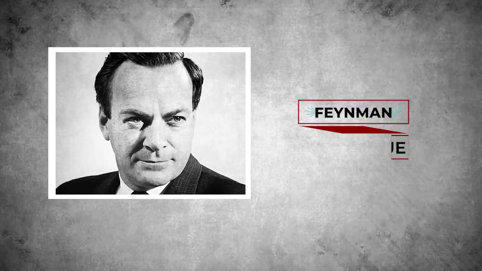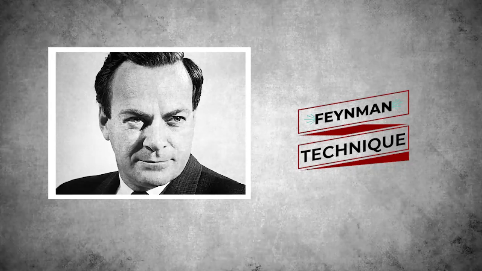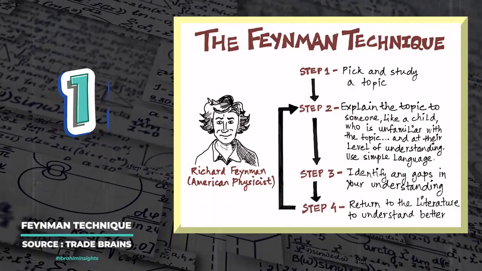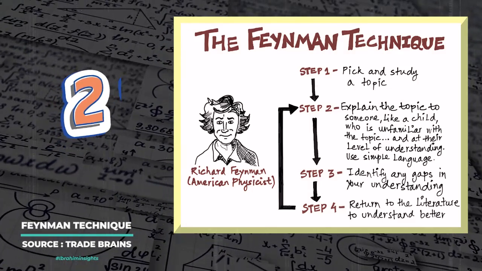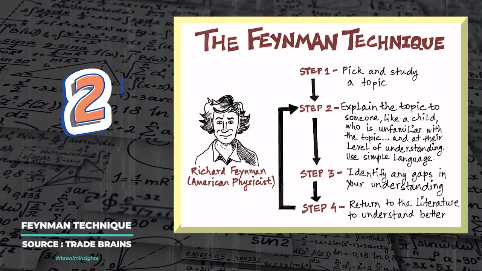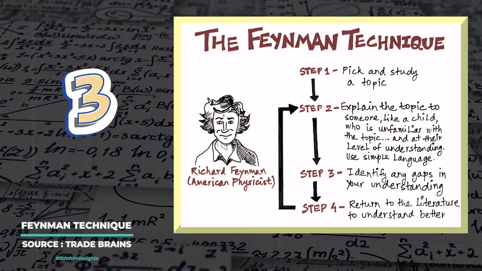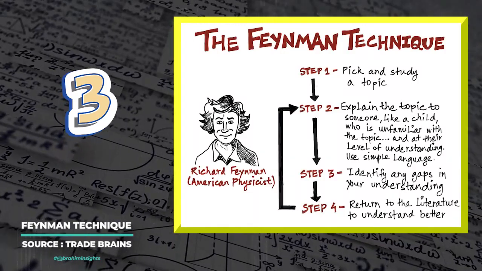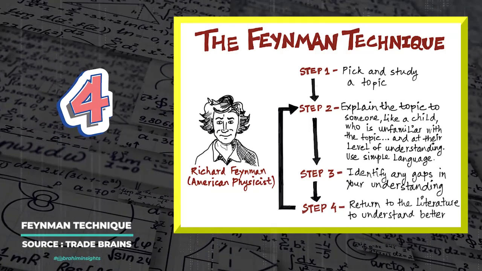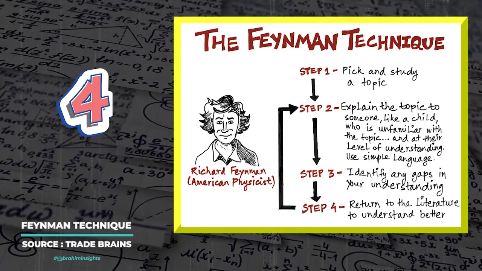Moving on to strategy number 1. The Feynman Technique is a study technique named after the famous physicist Richard Feynman, who was known for his ability to explain in simple terms. This technique involves 4 steps. Step number 1. Choose the concept you want to study. Step number 2. Explain the concept in simple terms as if you are teaching it to a small kid. Step number 3. If you struggle, go back to the source and review the areas that you are unclear about. Step number 4. Repeat the steps until you can explain the concept clearly.